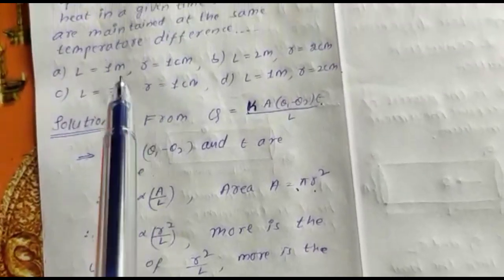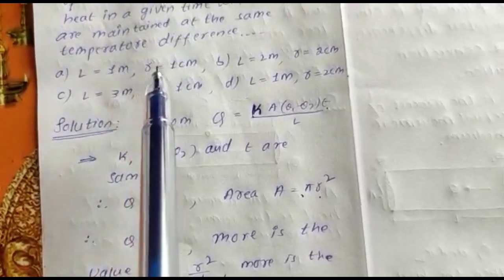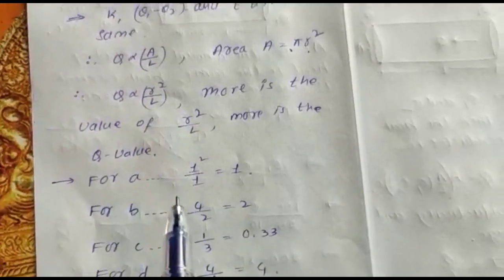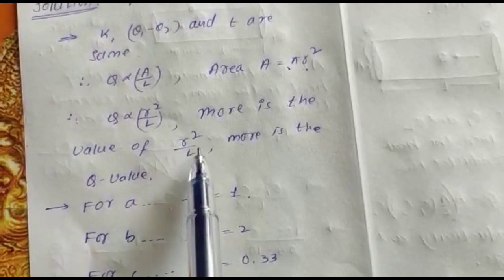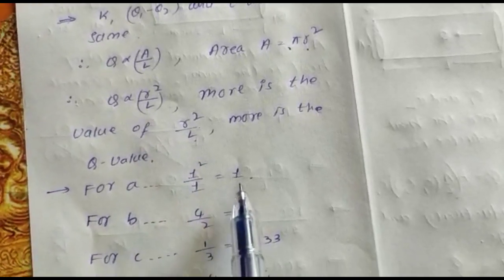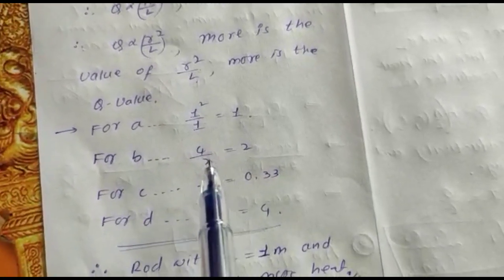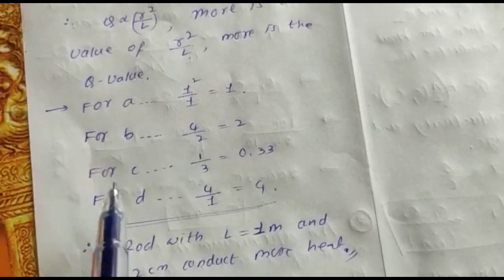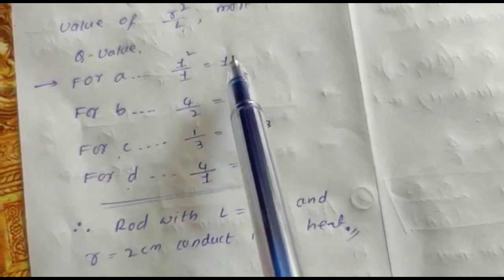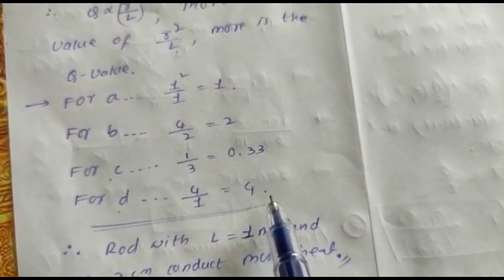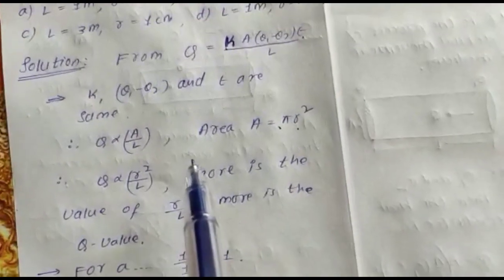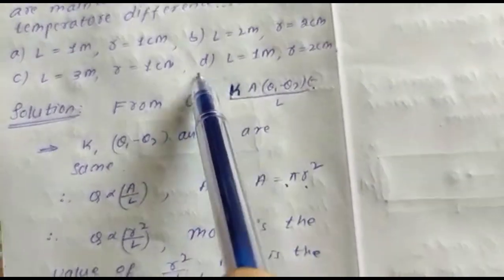Now let us check the first option. L is equal to 1 meter and R is equal to 1 centimeter, so r square by L means 1 square by 1, which is equal to 1 simply. Try the same for option B, option C and option D; among all of these you will get the maximum value for the fourth option. Therefore the fourth option is the correct answer.